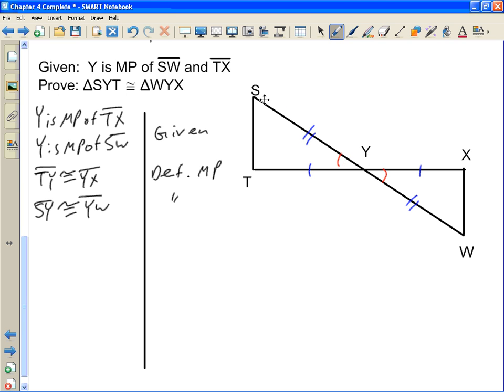So I can't say angle Y. I need to use three letters to describe this. So angle SYT is congruent to angle WYX. Okay, now it's important to list the triangle letters in the right order, but for angle letters, the only thing that's important is to make sure you have your vertex point in the middle of your description. Okay, and this is because they're vertical. So now I've got congruent triangles, because I have side, angle, side.